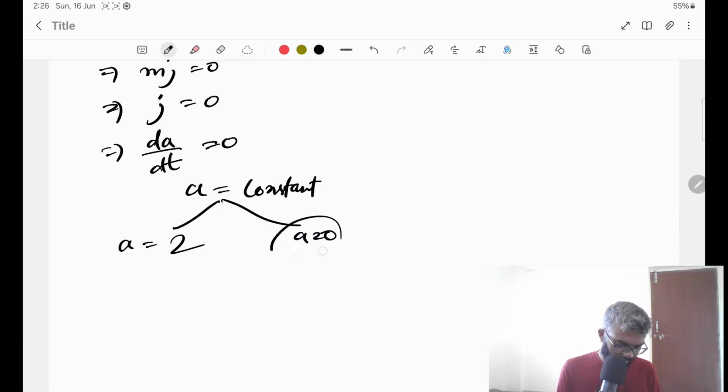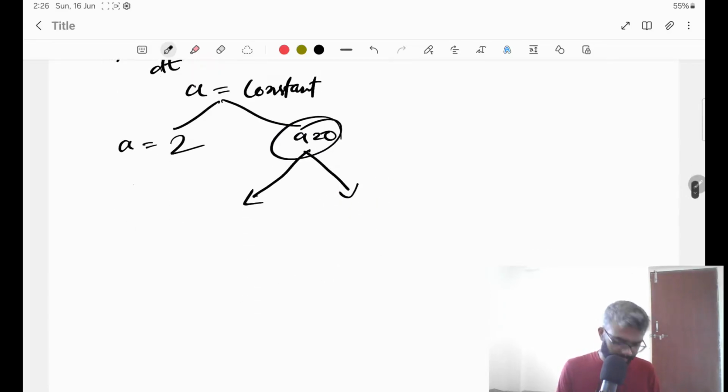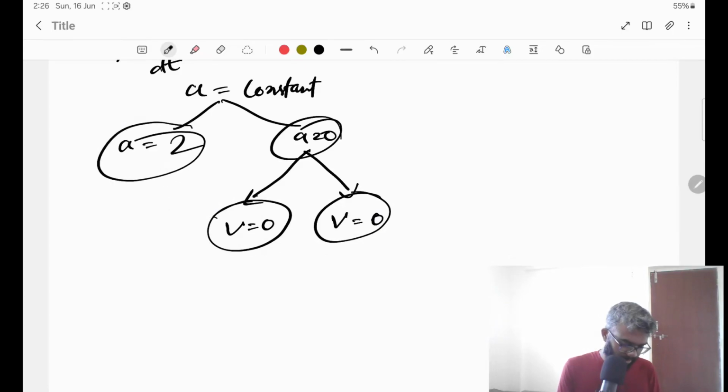So this means either acceleration will have some non-zero value, let's say 2 or something, or acceleration will be 0. If acceleration is 0, then we can have another two conditions. It means velocity is constant. So either velocity can be 0 or velocity can have some non-zero value. So in the absence of any external force, we have three situations.